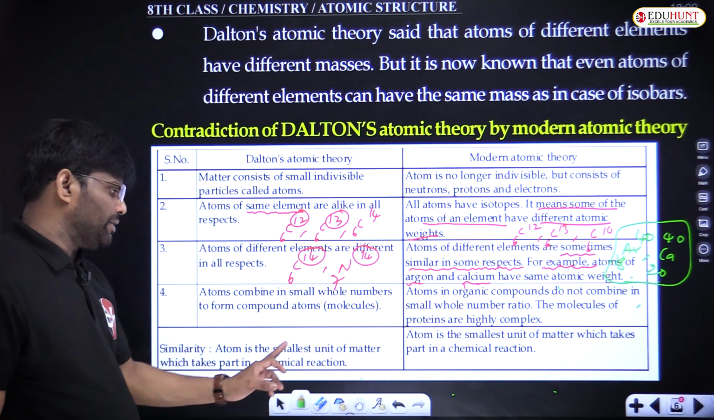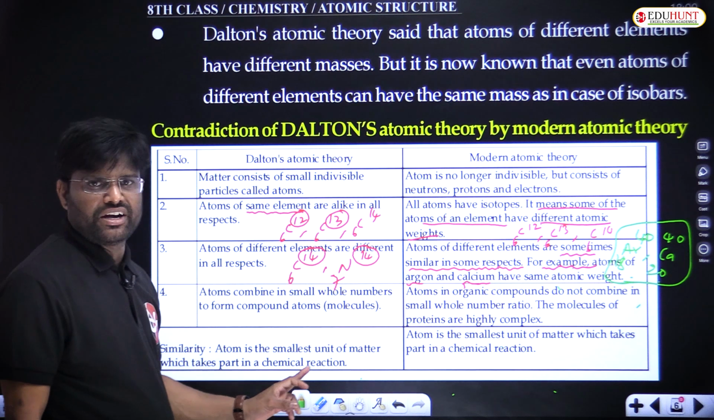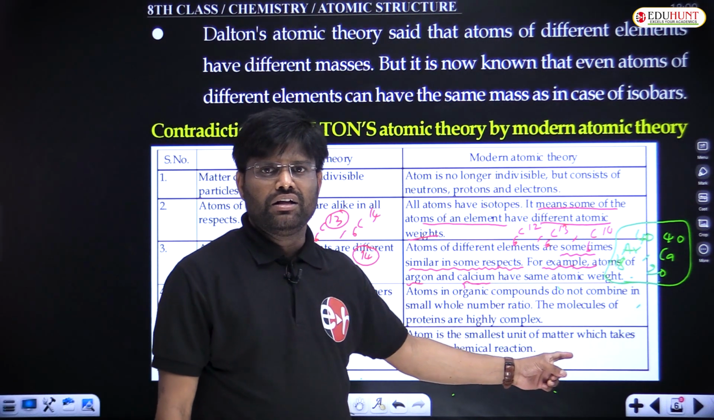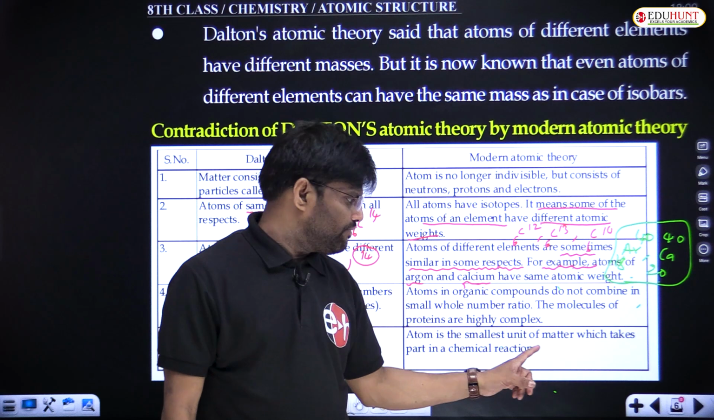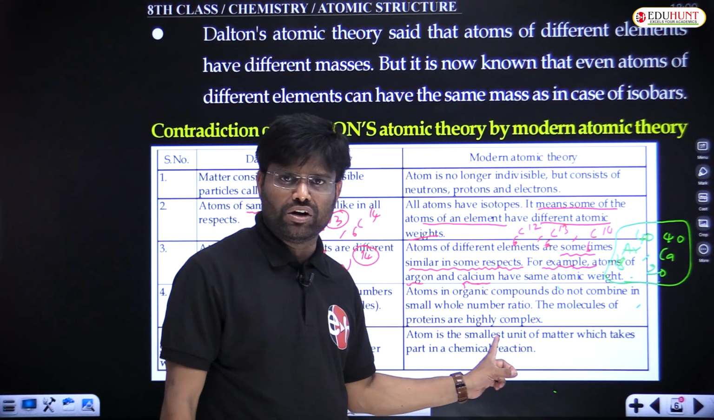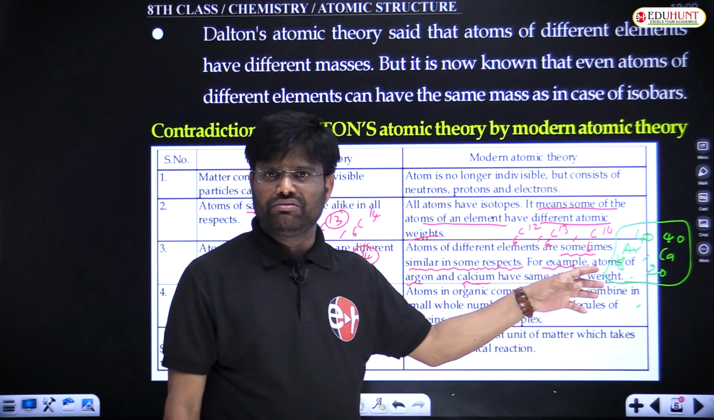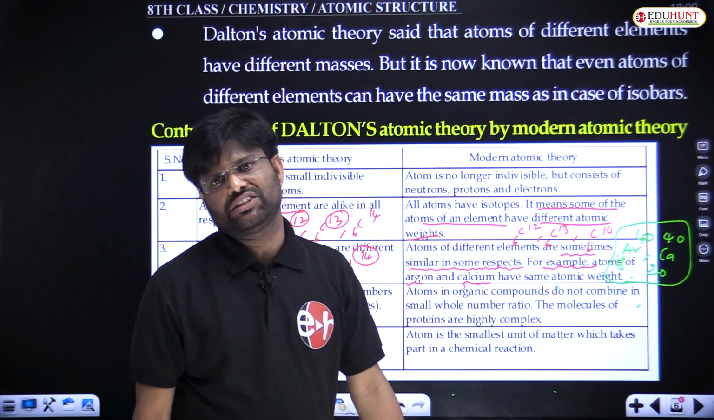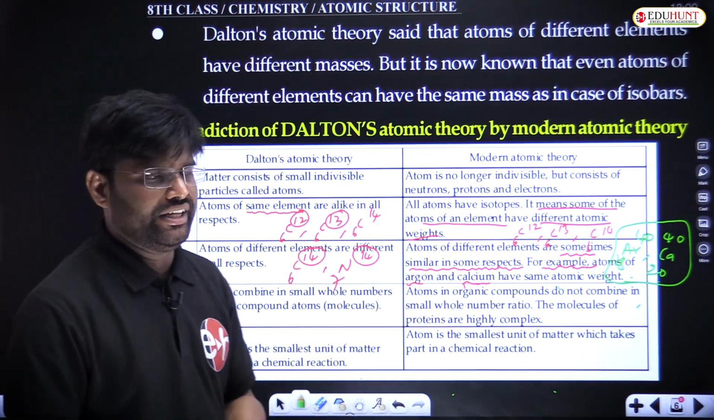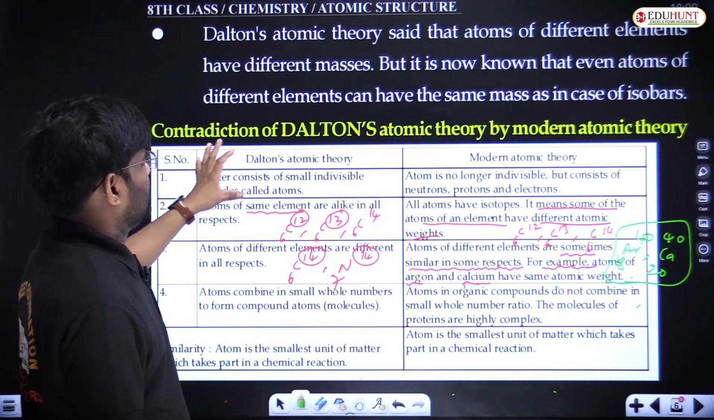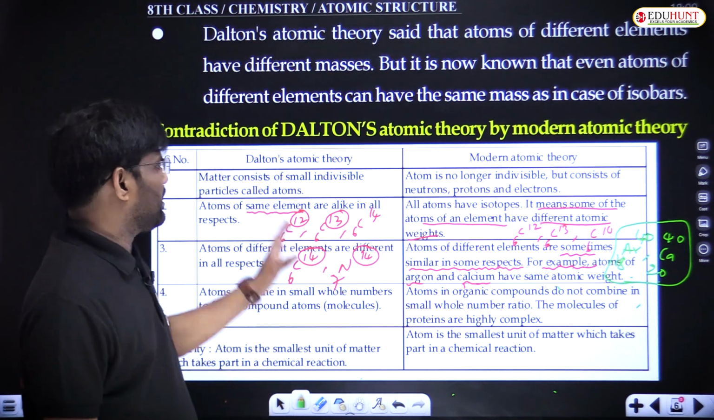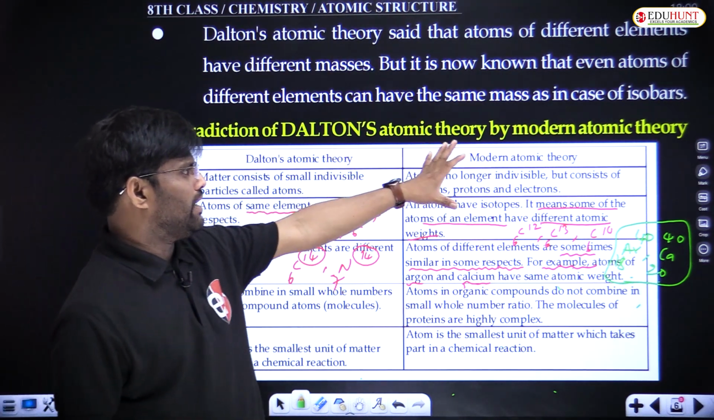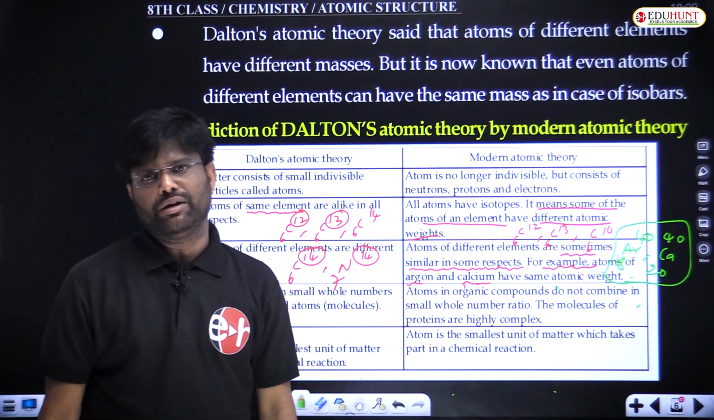Atom is the smallest particle which takes part in a chemical reaction. Here atoms which are involved in the chemical reaction. Atom is the smallest unit of matter which takes part in a chemical reaction. So this is about the differences between Dalton's theory and modern atomic theory.